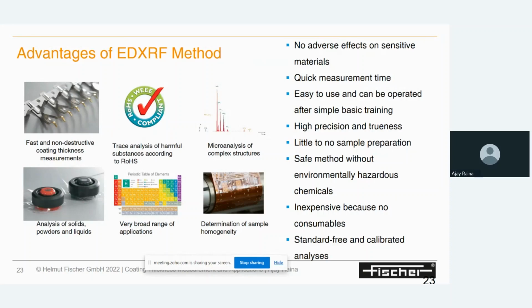There is no sample preparation required. You don't have to dilute the samples. You can just bring your sample from the factory itself, check the coating and give the feedback. It is a safe method without any hazardous chemicals; no chemicals are used for testing. It is inexpensive because no consumables are needed. Standard-free and calibration-free analysis can be done. With our Fisher instruments, even if we do the testing without any calibration, our software is so powerful that we can have accuracy up to 95%.